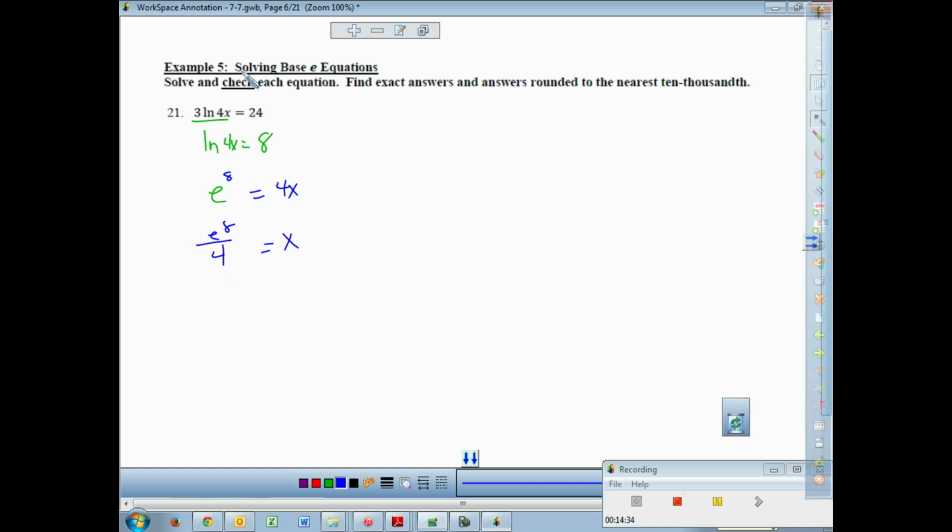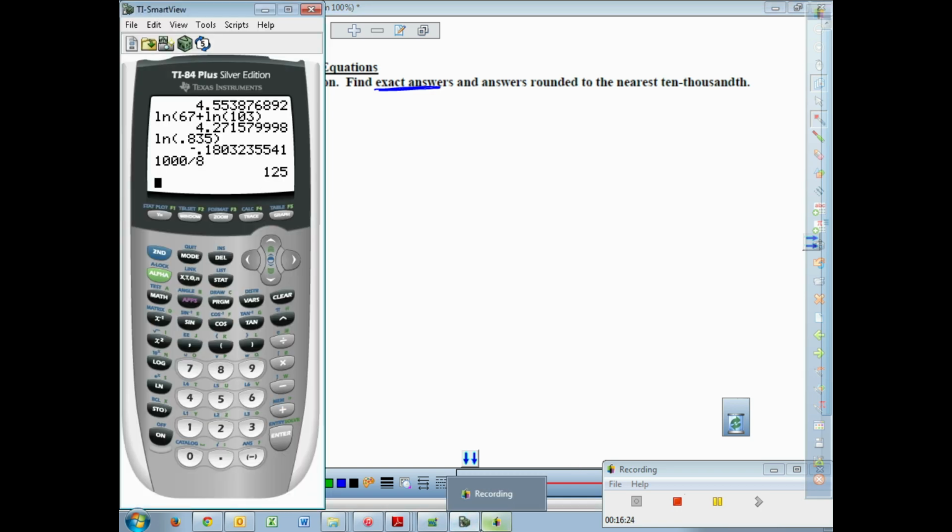It says that up here: find exact answers and answers rounded to the nearest 10,000. There it is exactly. Now, let's figure it out. E to the 8th divided by 4. E is located above the natural log button, so e to the 8th. Close that parenthesis because it'll automatically put it there for you. That's the whole numerator, correct? Divided by 4.